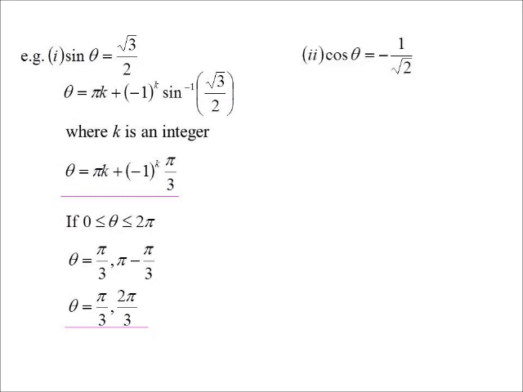Let's try a cosine one. Negative 1 on root 2. Okay. See how we go. It's going to be 2 pi k plus or minus for inverse cos. Inverse cos of minus 1 on root 2, minus pi on 4. What is it? No, it's not pi on 4. It's 3 pi on 4.